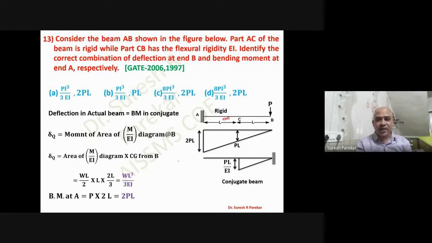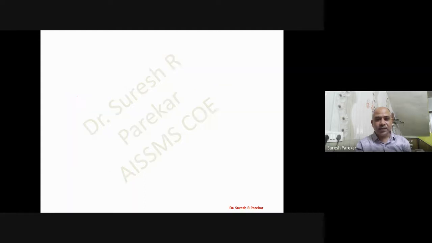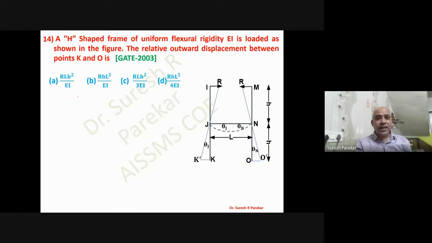So we can calculate this. Simply, this will be delta at B now. The value we got for this is WL cube upon 3 EI. So the option we have is A. So option A.